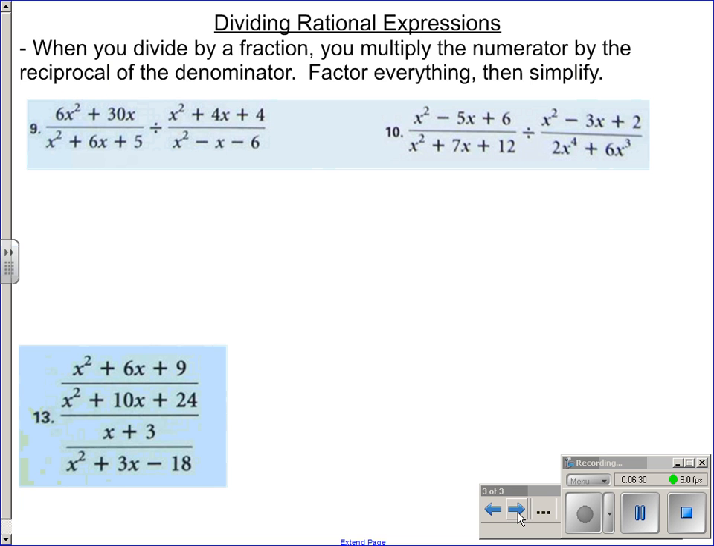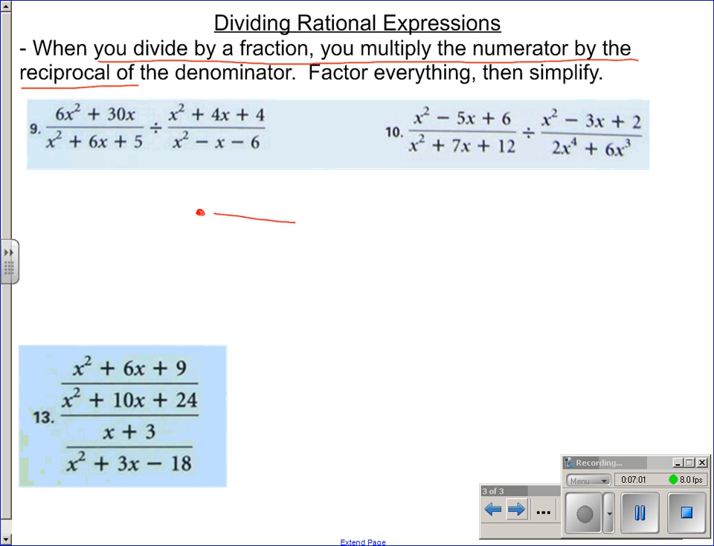Dividing rational expressions. The biggest thing to remember is dividing by a fraction, multiply the numerator by the reciprocal of the denominator. So what you're going to do, again, you're going to factor just like we talked about before. But I'm going to do two steps at one time. I'm going to factor everything I can, and at the same time, change that division to a multiplication by the reciprocal. So, in fact, I'm going to do that one first.